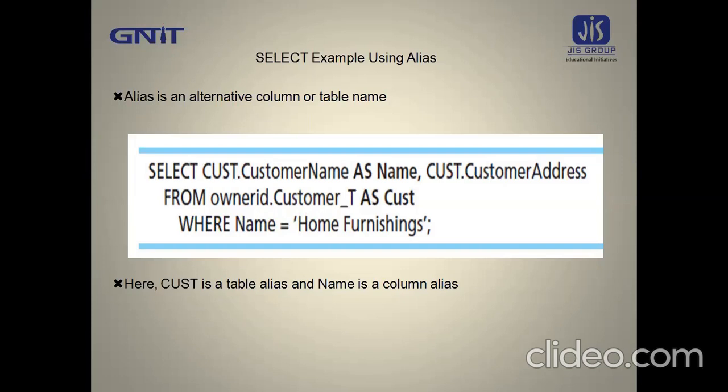So alias is a way to put an alternative column or table name, and we are seeing one example where cast.customer name, we are using as name. Name is a new alias. And owner id.customer T, we are putting a new name as cast. So cast is here a table alias and name is a column alias.